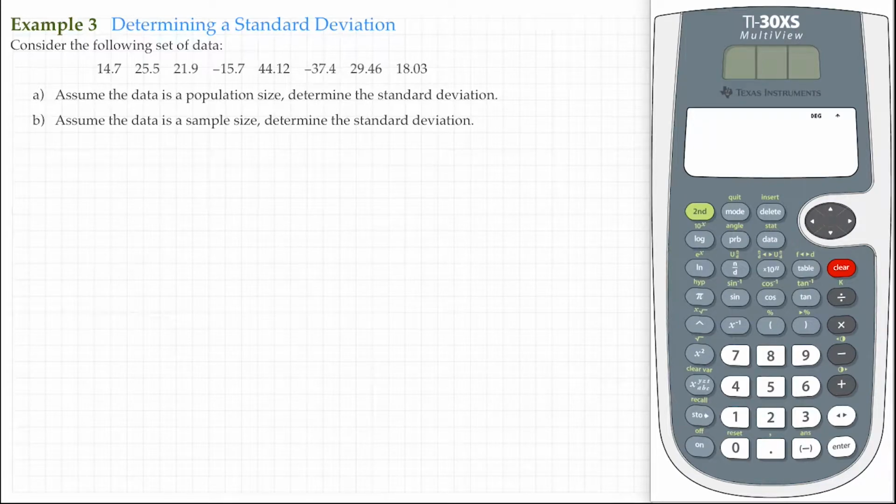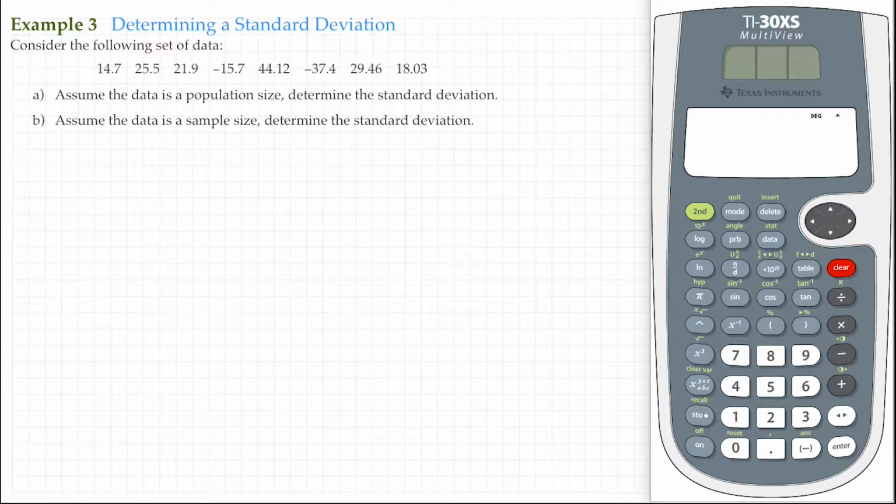So for this example, we are going to be determining a standard deviation. It says consider the following set of data, and you can see the data set here. Letter A says assume the data is a population size and determine the standard deviation. And then B says assume the data set is a sample size and determine the standard deviation. We're going to come out with two different standard deviations because one represents a population and one represents a sample.